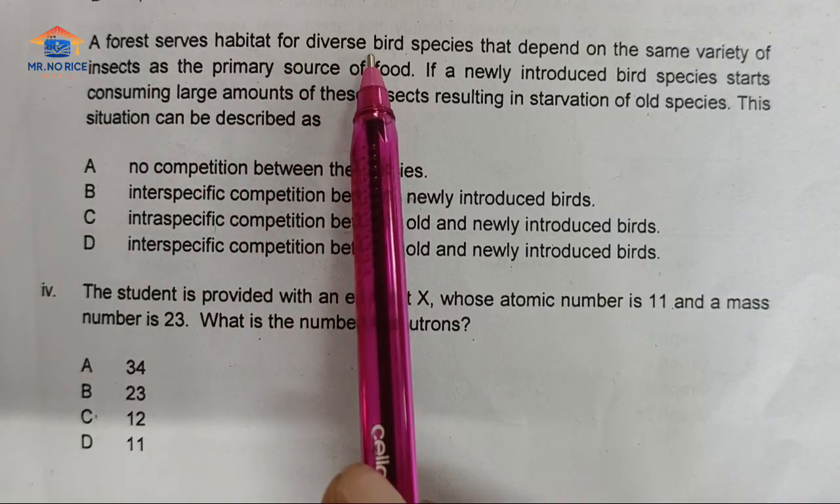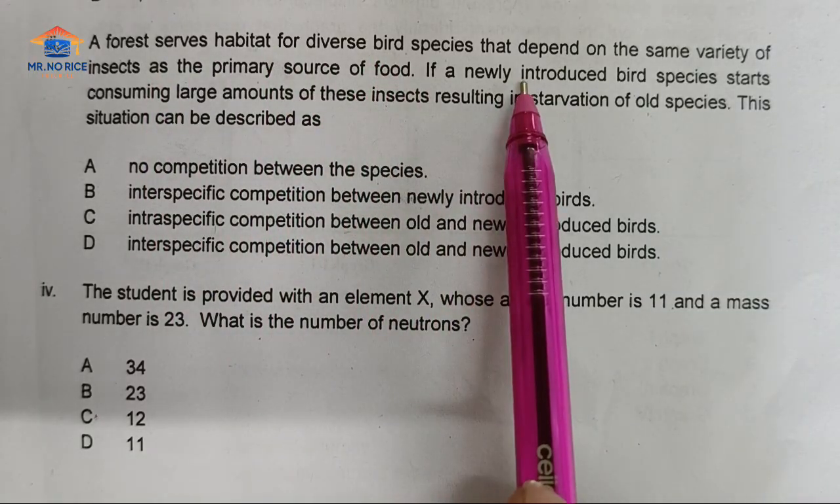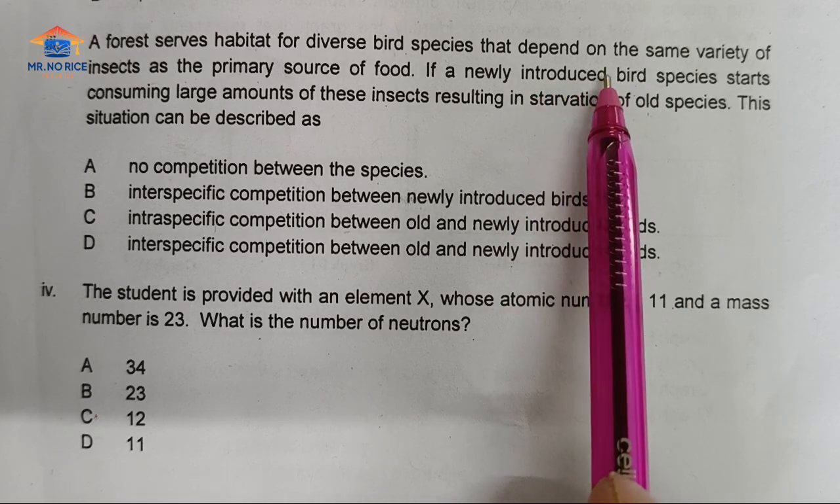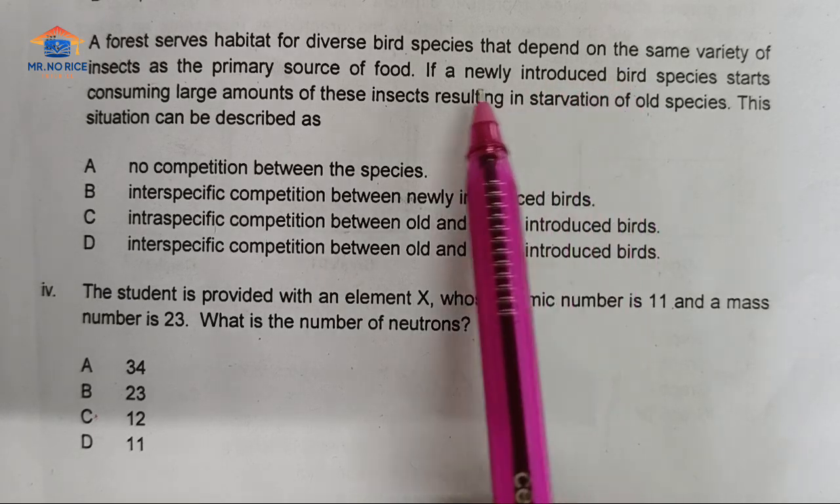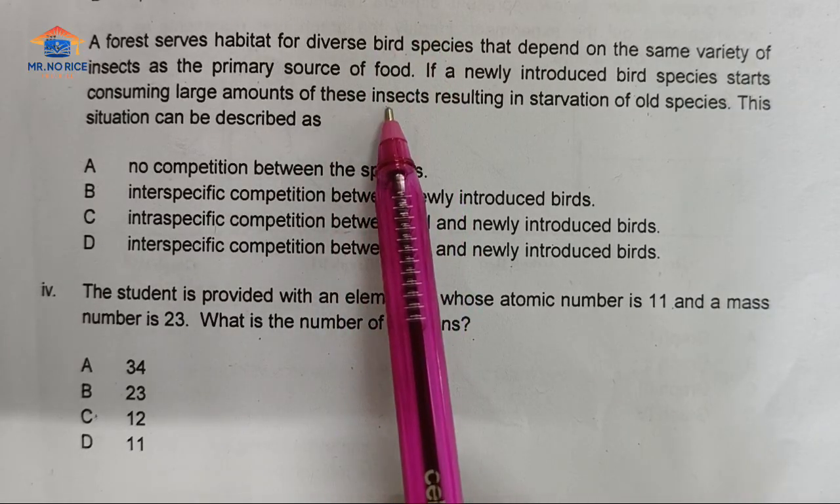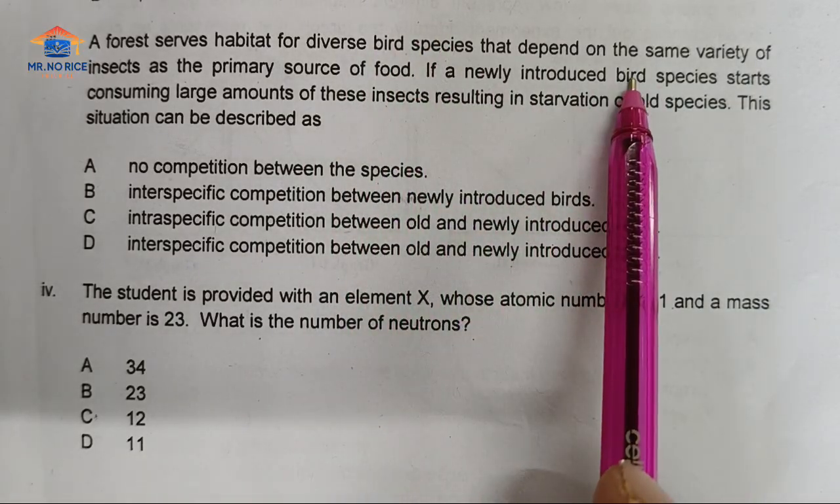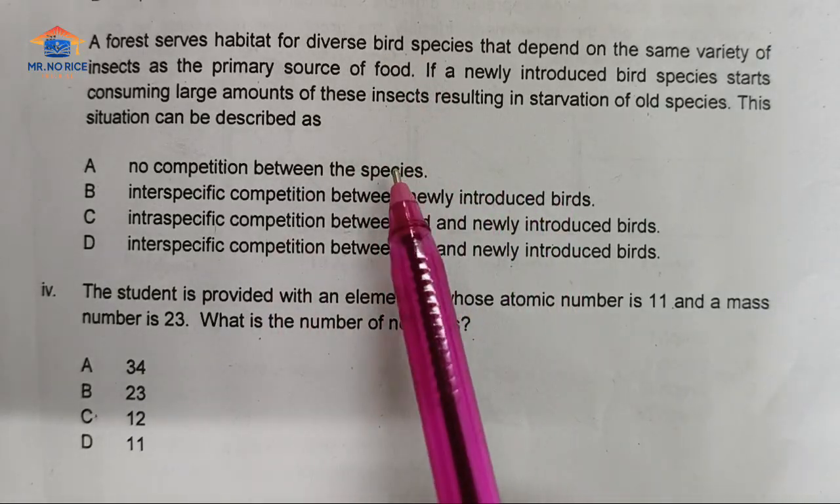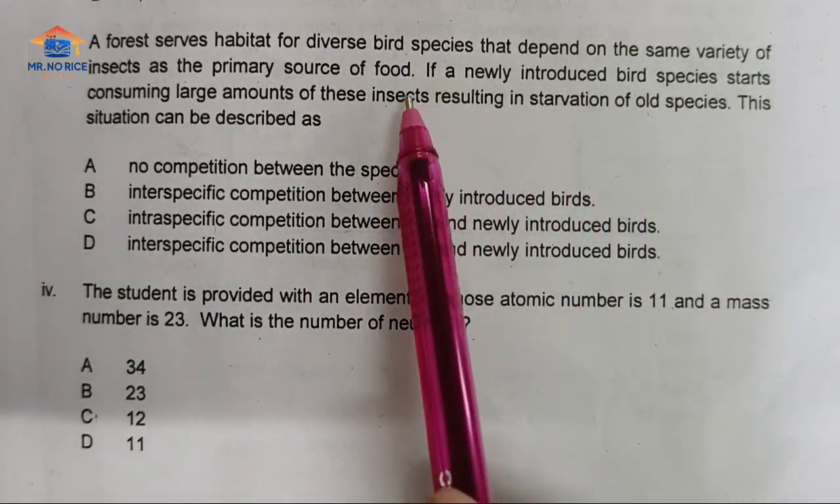So on top of these different species of birds, what happens? They have introduced a new bird species, and this new bird species has started consuming the insects which are already there in that old habitat, which means the new bird species has started competing with the old bird species. So this condition, new bird and old bird competing for the same insects.